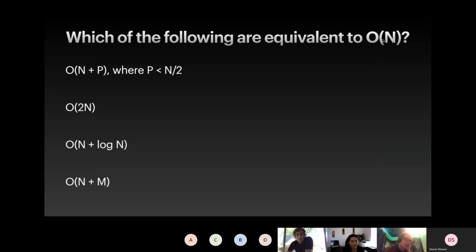Then D as well, because it's just adding N and M, so it's still O of N. And A too? I think A might be logarithmic. Or actually, I have no idea.